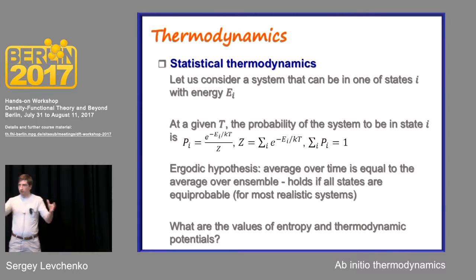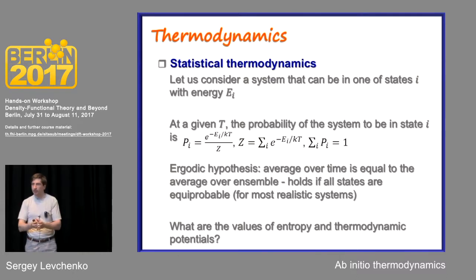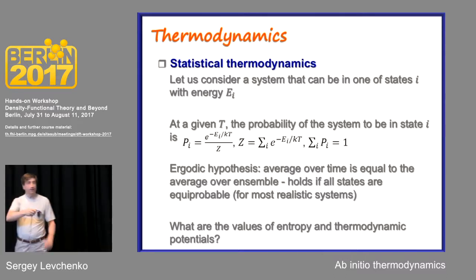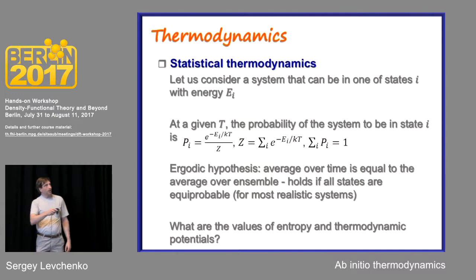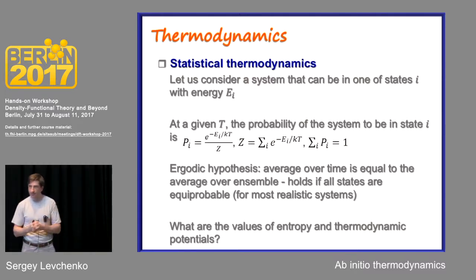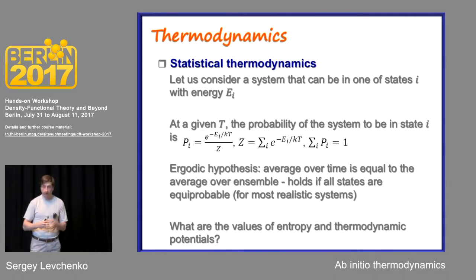Now, if we have a system, it evolves somehow in time, tends to equilibrium or is in equilibrium. We want to describe this, and in order to do this, we can use the ergodic hypothesis. It's another important hypothesis in thermodynamics, which states that the average over time is equal to the average over the ensemble. This hypothesis holds if all the microstates in the system are equiprobable, which is true for most realistic systems. Only some idealized systems may break this rule, this theorem, but for most realistic systems it's true.